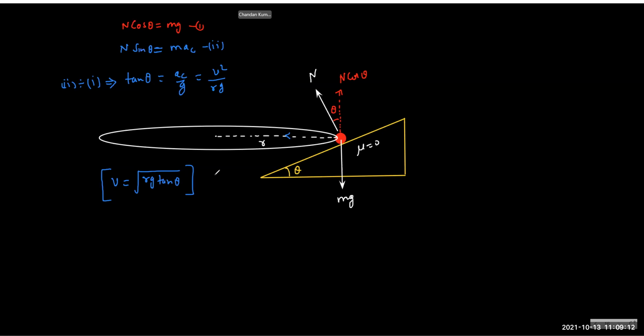Now this is the speed at which n cos theta is balancing the mg, and n sin theta is providing the centripetal force. So my question is, what happens if the velocity increases beyond this value, the value which we just calculated? What will happen? Will it go up or down?